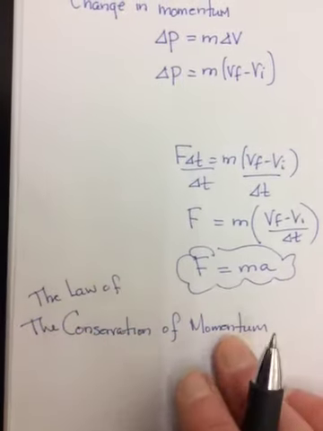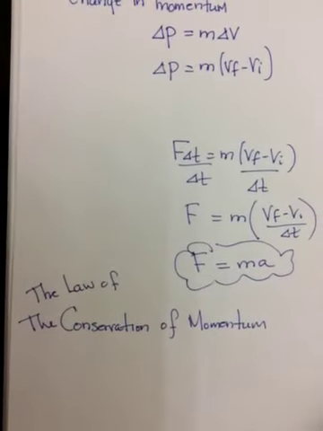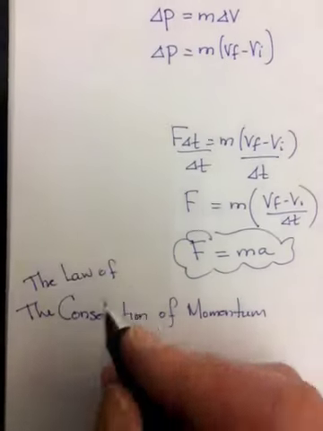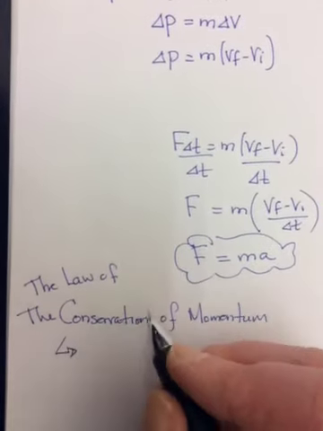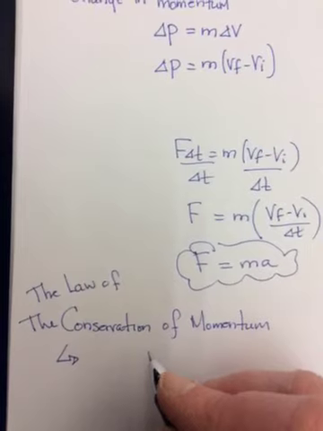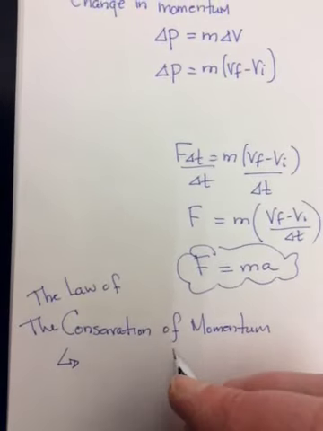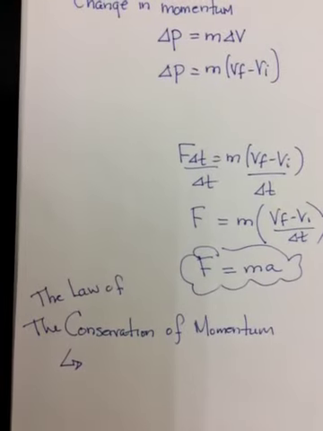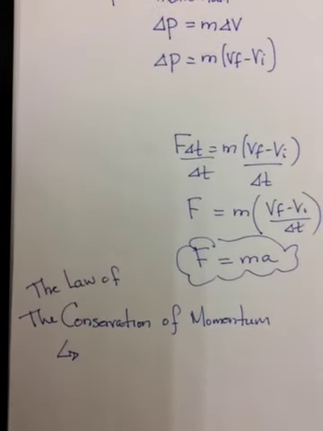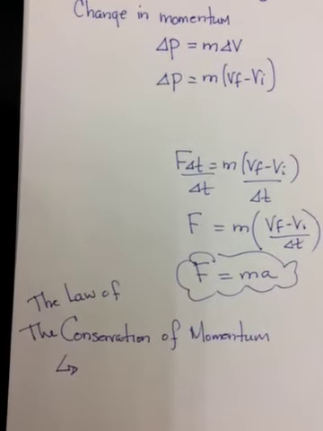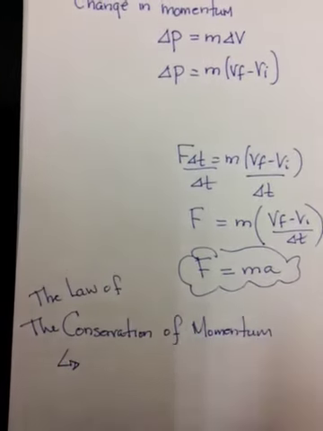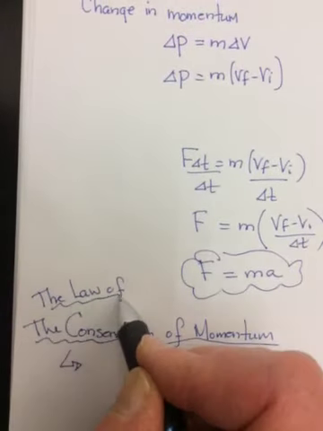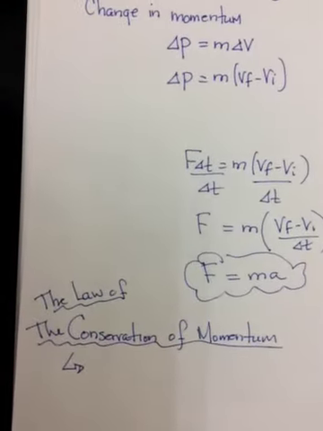So whatever the total momentum was before an event or an occurrence, that's what the total has to be after. So the law of conservation of momentum says the total momentum of a system before an event has to equal the total momentum of the system after the event. What do I mean by event?